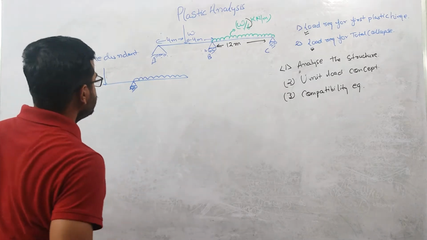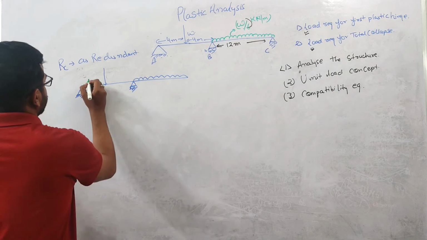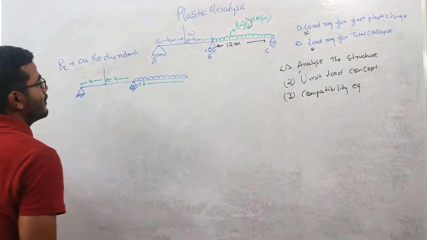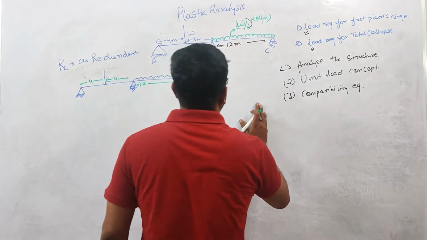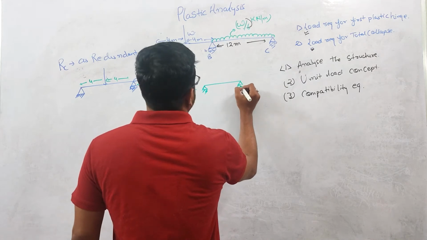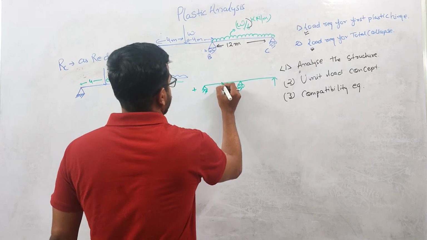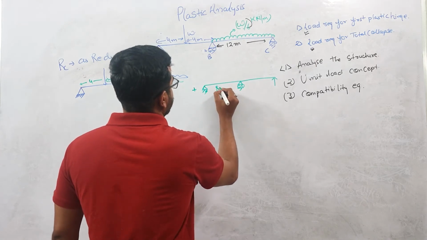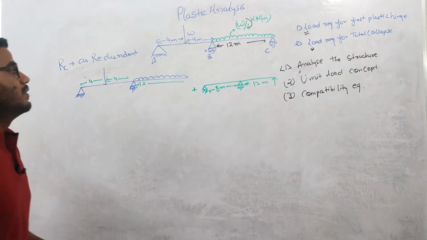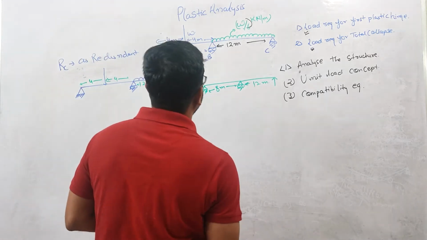Now this distance is 4, this is 4, and this is 12, right? Plus we will be applying a unit load at the end where we have taken the redundant. Okay, so this is basically a total of 8 meter. This is 12 meter, right? So we have taken RC as a redundant, and in place of the redundant, we are applying the unit load.